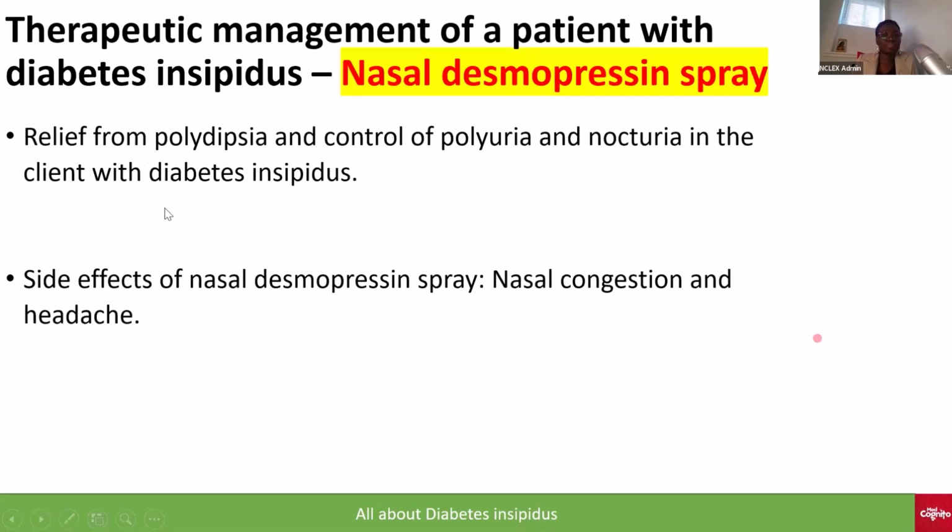And yes, we also have to provide some relief for clients from the polydipsia. They are drinking so much. So nasal desmopressin spray can be given, and it provides relief from polydipsia and control of polyuria and nocturia in the client, because the client is peeing a lot, so we're going to give out a lot of urine. That is polyuria, and because they're giving out a lot of urine at night too, they're going to also pee a lot, and that is nocturia.